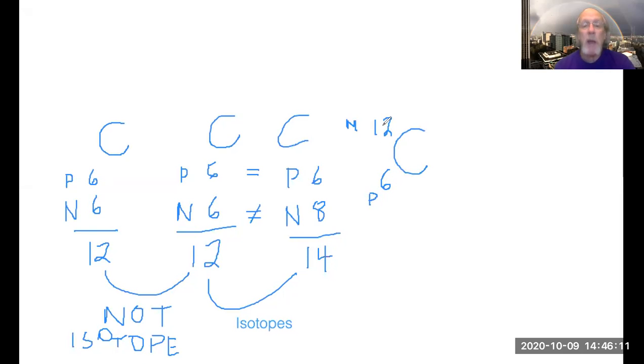So 6 protons, mass of 12. And so now I could write our third one the same way. Well, it's still carbon, so it has 6 protons, but it has a mass of 14 atomic mass units. So I know that the number of neutrons is 8, and this pair is an isotope pair. Okay, so these two are isotopes, and they are isotopes because they are the same element, but they have different atomic masses.